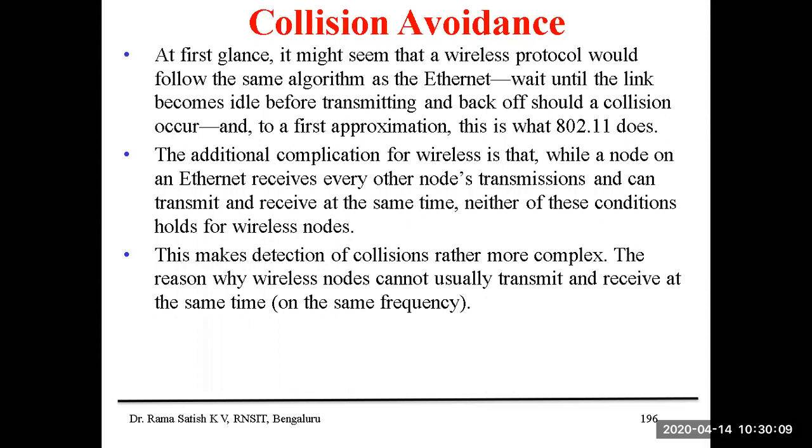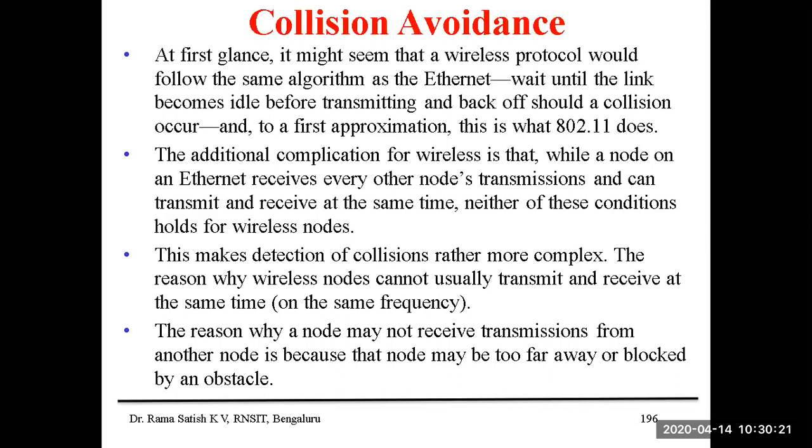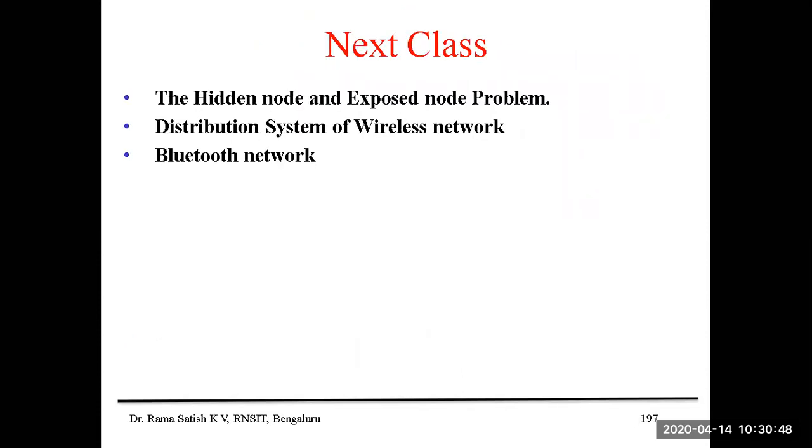The reason why wireless nodes cannot usually transmit and receive at the same time is because they transmit on the same frequency. The reason why a node may not receive a transmission from another node is because that node may be too far away or blocked by an obstacle. Sometimes an obstacle can also block your transmission. These are some of the issues with respect to wireless networks. We'll discuss in detail.